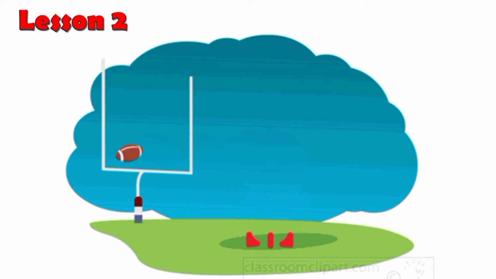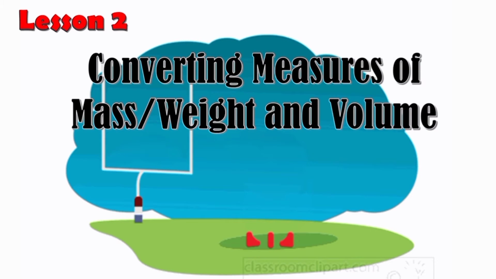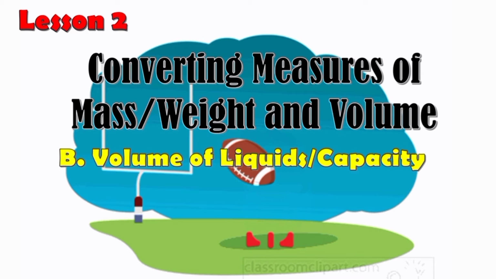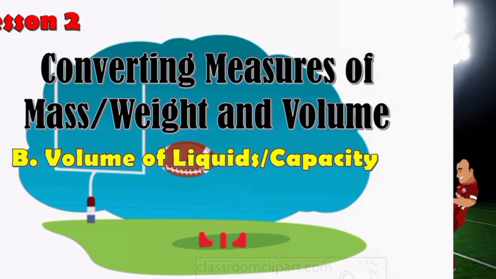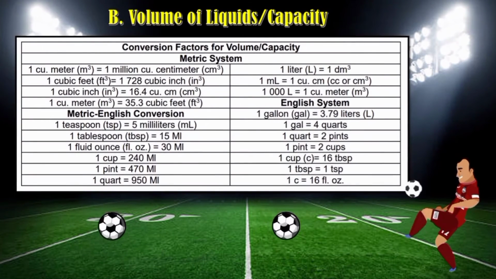Lesson number 2. Converting measures of mass and weight and volume. For our second topic, we have volume of liquids and capacity. Now look at this conversion table. Here are the conversion factors for volume and capacity. We have here the metric system, metric to English conversion, and English system.